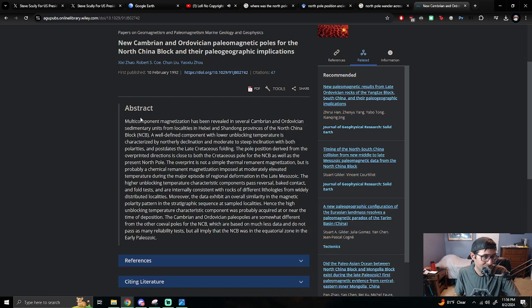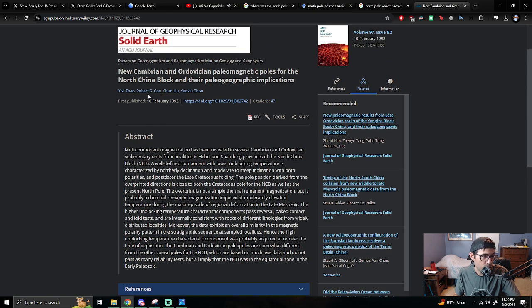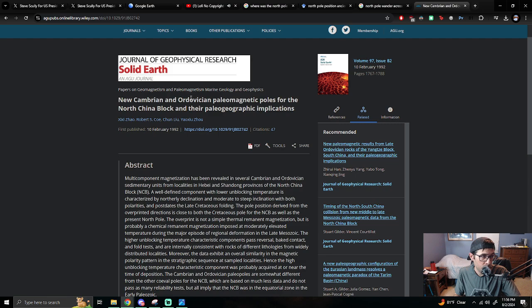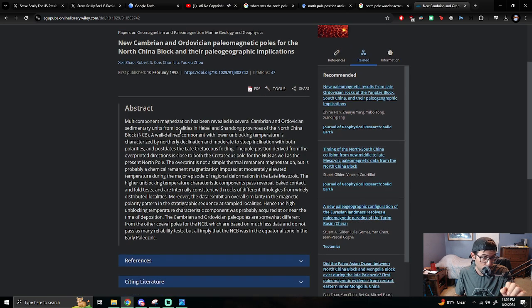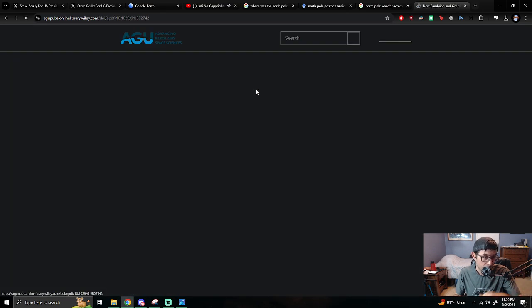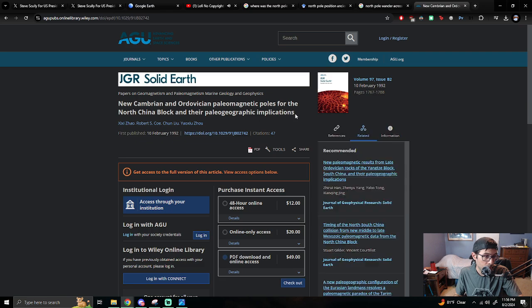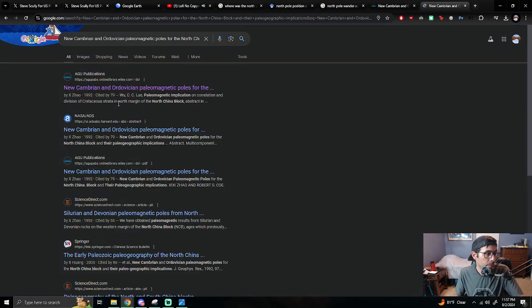Multi-component magnetization from Zawidal. New Cambrian and Ordovician paleomagnetic poles for the North China block, which we were just looking at in the last episode, and their paleogeographic implications. 1992, Solid Earth, Journal of Geophysical Research. Okay, we could probably just click this, might as well. Nope, didn't work. Worth a shot, maybe do this real quick.